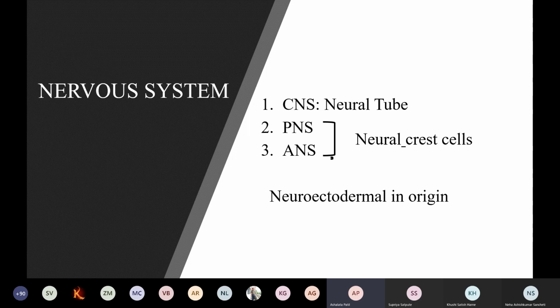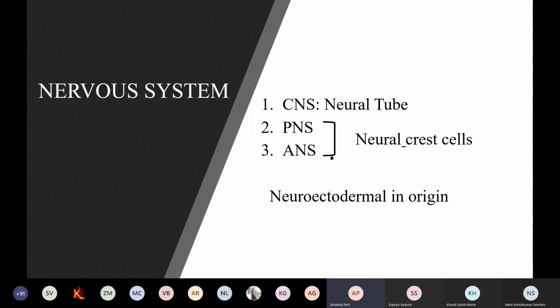So the nervous system basically has two parts: the central nervous system and the peripheral nervous system. The central nervous system consists of the brain and spinal cord. The peripheral nervous system consists of the spinal nerves arising from the spinal cord and the cranial nerves arising from the brain. Apart from this, there is one more, the autonomic nervous system, that is the sympathetic and the parasympathetic system.